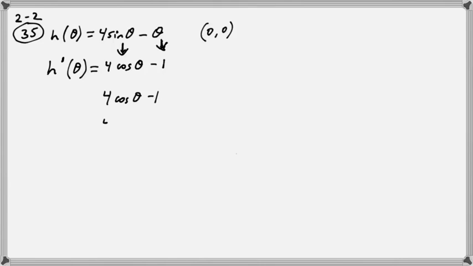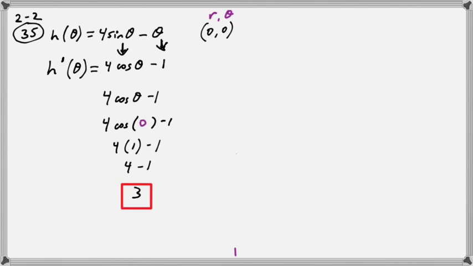Its derivative is 1. If you were to replace the theta with what they give you, theta being 0, cosine of 0 is 1. You're going to multiply before you subtract. So your derivative at that point should be 3.